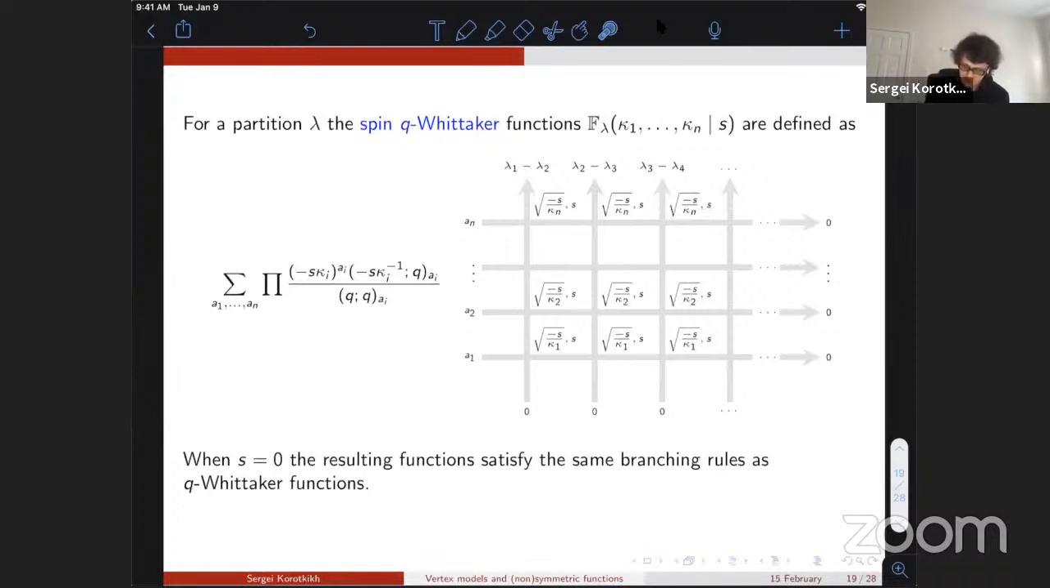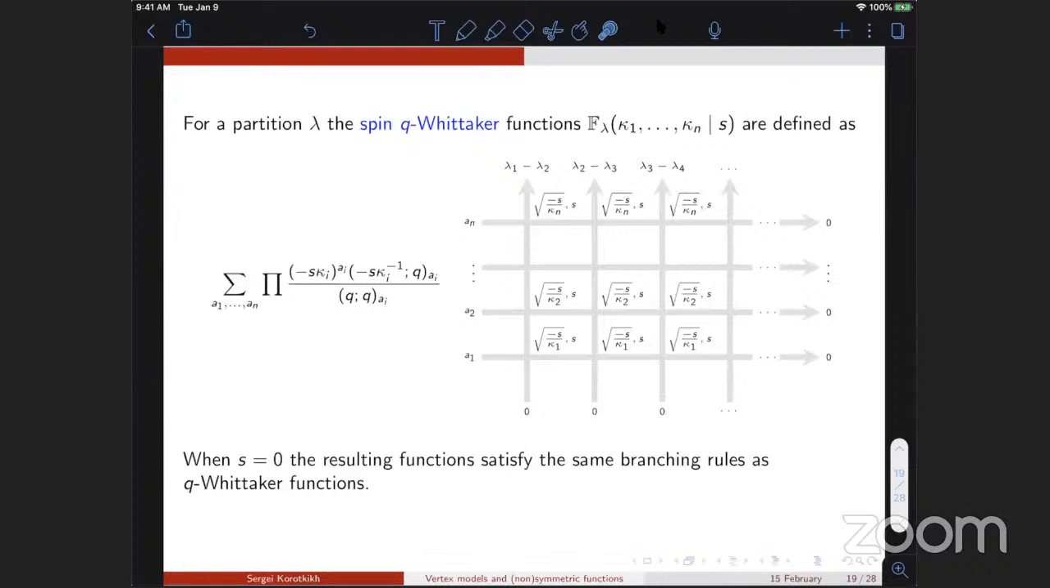Now, the parameters here look a bit complicated, but the idea is still similar. Here I have the same spin parameter corresponding to columns, while along rows I have different parameters, which in a certain way are just a rescaling of the variables of the functions, kappa one, and so on up to kappa n. So again, along the rows, I will encode the variables of my resulting functions. The resulting partition function is called the spin q-Whittaker function, because when the spin parameter is set to zero, one can verify, though this computation is a bit more involved and I don't present it here, that the resulting function is just the usual symmetric q-Whittaker function from Macdonald theory.